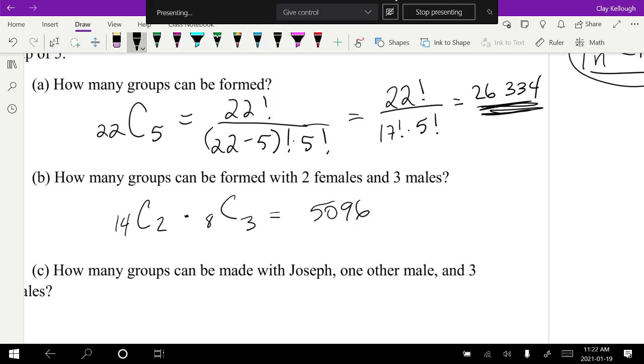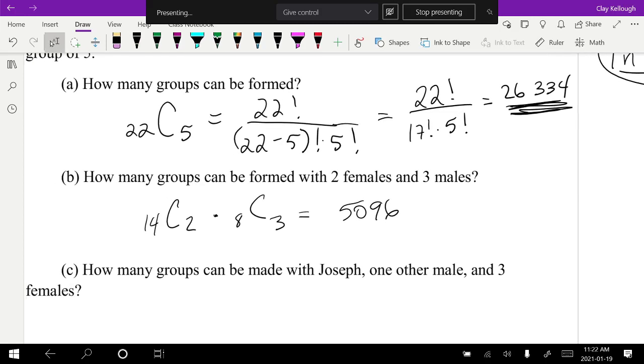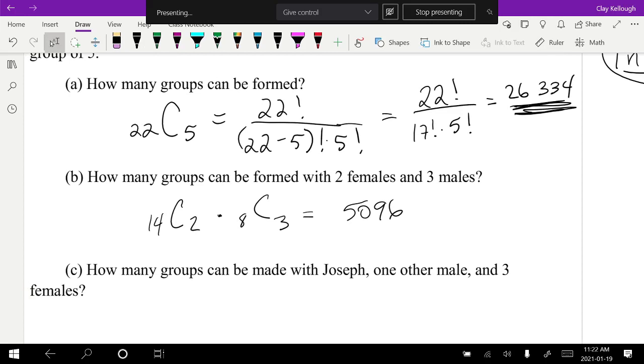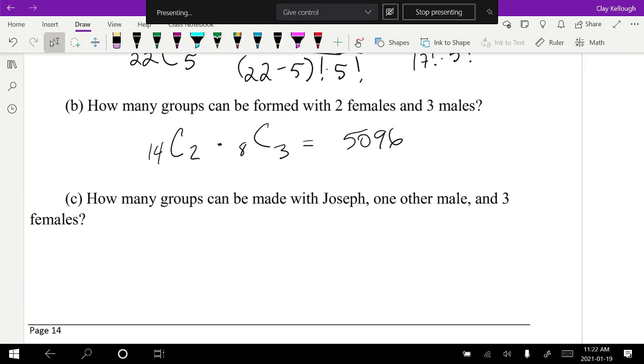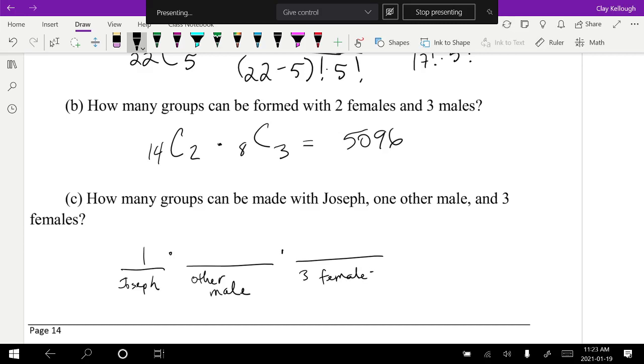How many groups can be made with Joseph, 1 other male, and 3 females? Okay, Joseph, there's only one way to choose Joseph. So Joseph, 1. 1 times, and then this next one, so this is the Joseph, 1. Then I'm going to choose one other male. Other male. And then I'm going to choose 3 females.